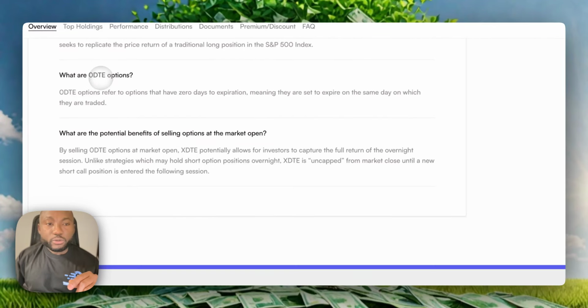What are 0 day to expiration options? Zero DTE options are options that have 0 days to expiration, meaning they're set to expire on the same date on which they are traded. So the same day, guys. That's how this strategy works.